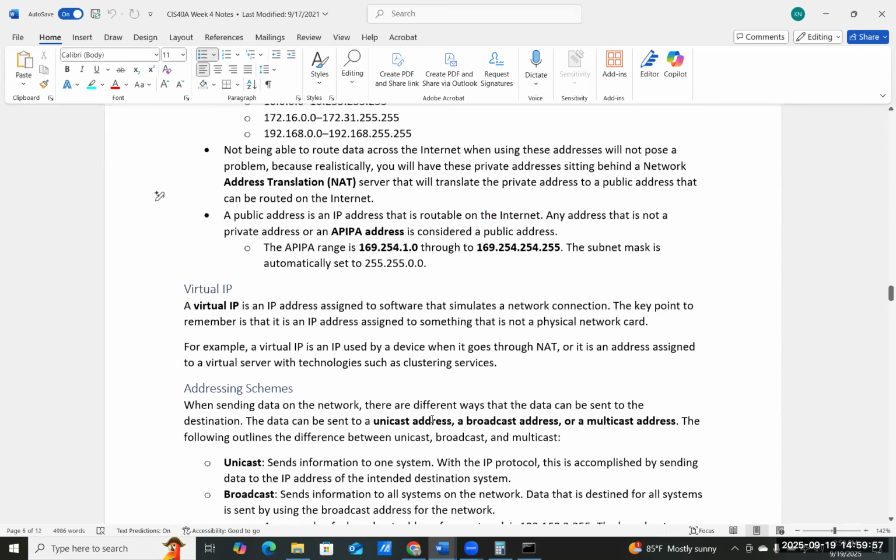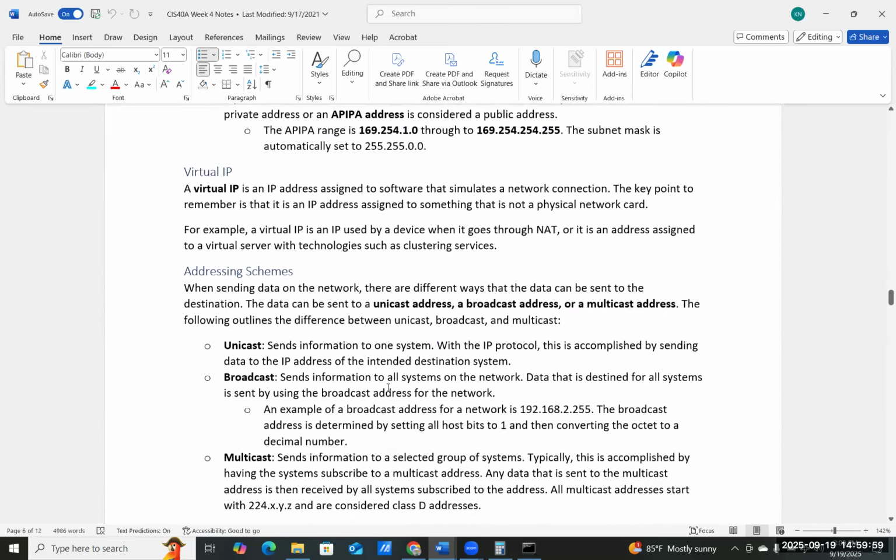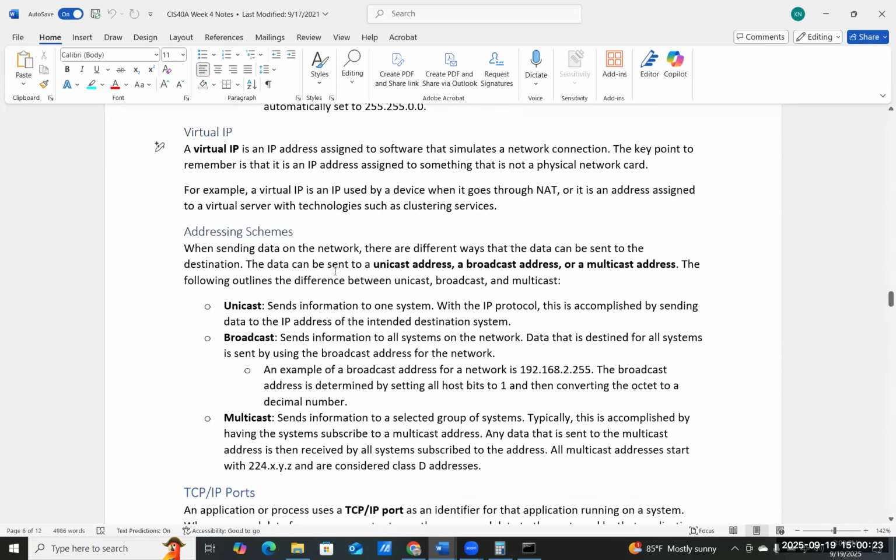Okay, so there's the section, it talks about unicast, broadcast, and multicast. Right, unicast, it only sends to one system, broadcast to all systems, and multicast to a group of systems. And then virtual IP, you saw this when you looked at your network adapter last week, right? It can be used for non-physical systems, etc.